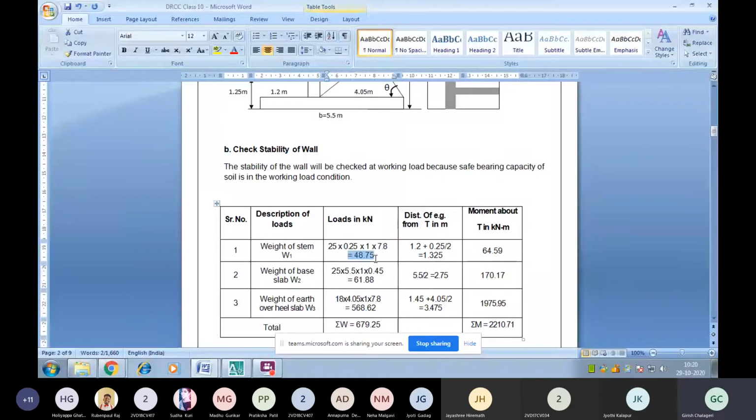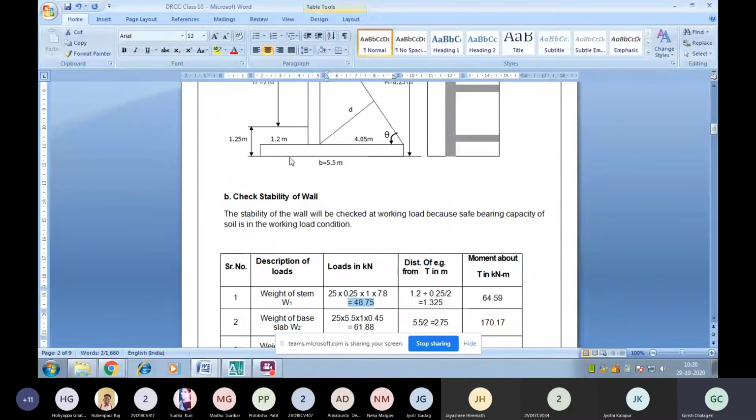And the overturning will be at this point, because the backfill will be here. Overturning will happen in this fashion, so it will be taken at this point as a lever arm. So the lever arm this time is 1.2 plus half of 0.25, we get 1.325 as the lever arm when we take a moment at this point. So 48.75 into 1.325, we get the moment about T is 64.59. That will be in terms of clockwise.